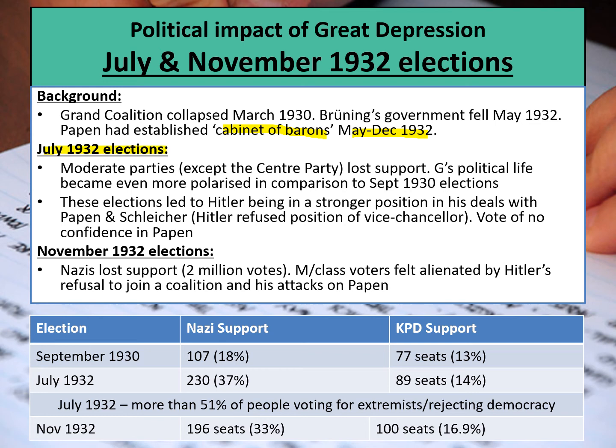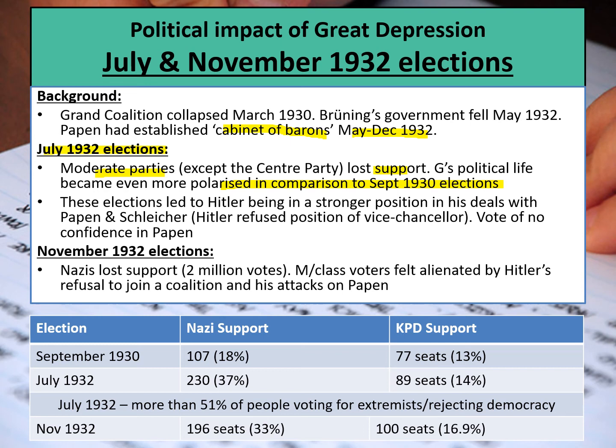Now, it's no surprise, as the Great Depression was still having an enormous impact on German society, that the moderate parties lost support. Germany's political life became even more polarised in comparison to the September 1930 elections. So it was just showing the worsening of the support for democracy and the fact that there is greater support for the extremist parties.